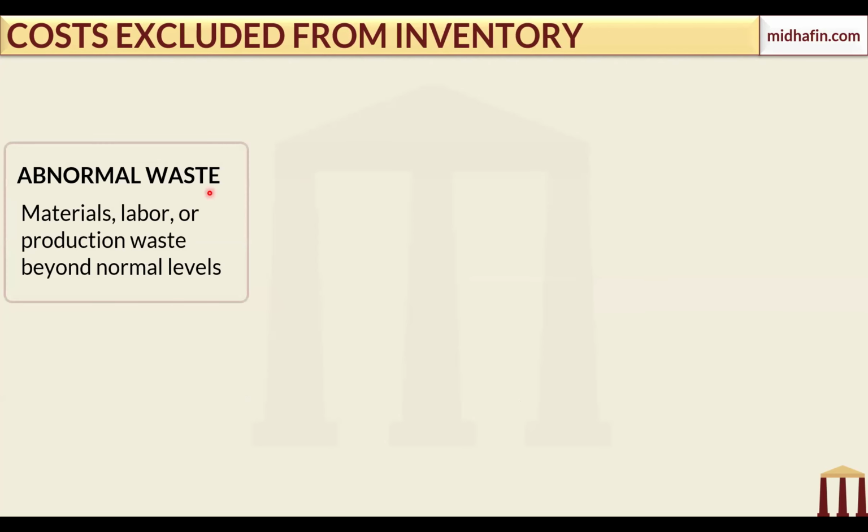First is abnormal waste. So, materials, labor, or production waste beyond normal levels. Normal scrap, we call it scrap, right? That is just a part of production. Normal scrap is a part of production, but any kind of abnormal waste will be treated as a period cost. It will be expensed immediately.